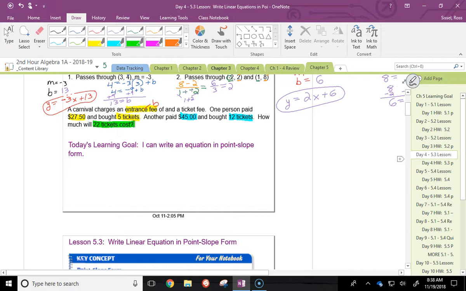If you pay attention, we actually have 2 sets of coordinate points already. When they told me I bought 5 tickets and it cost me $27.50, remember on a graph, our x is usually an amount of something, how many we have of something, and the y-axis going up is the result, how much the total would be. So this is x, this is y. I have a coordinate of 5 and 27.5. I also have another coordinate of 12 and 45.